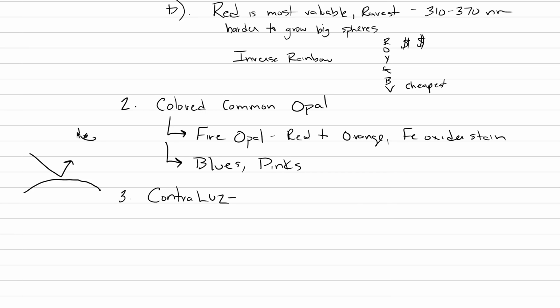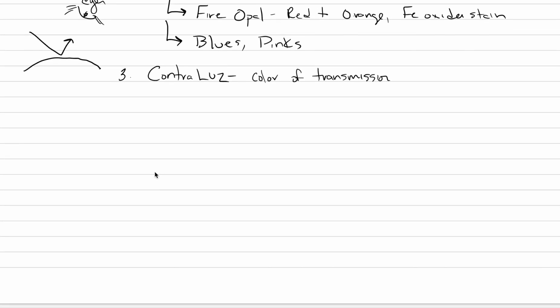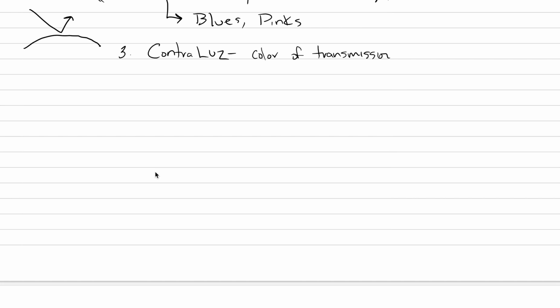There's our eyeball here with our eyelashes. We'll just call that eye. That sketch is starting to look a little wonky. But a contraluz, this is the color of transmission. If it's a really clear opal, then you can sometimes see light coming through it, and that can have value at times. Now, another aspect that matters to the gemology is the texture of the opal.